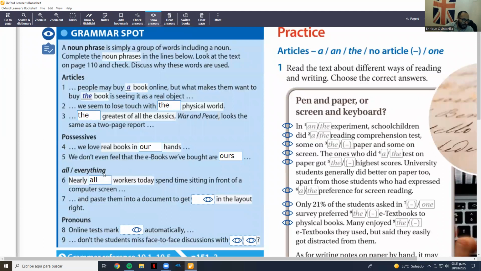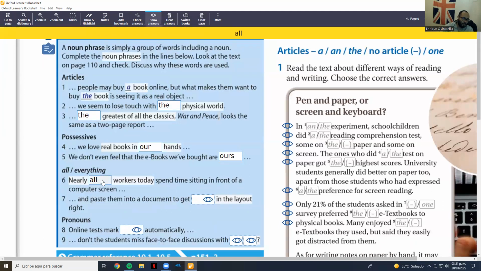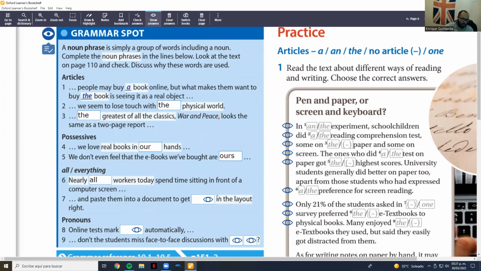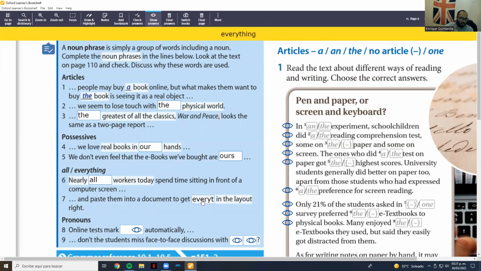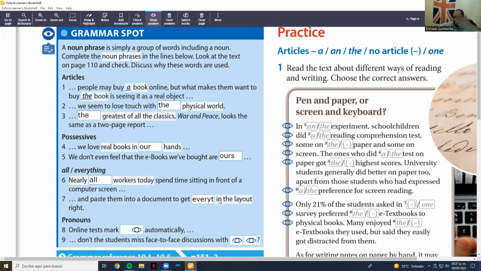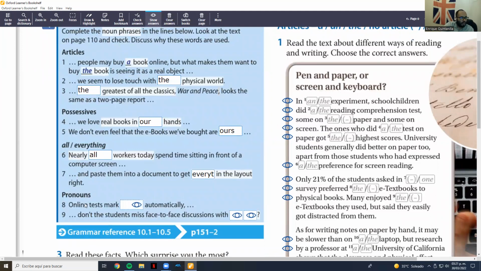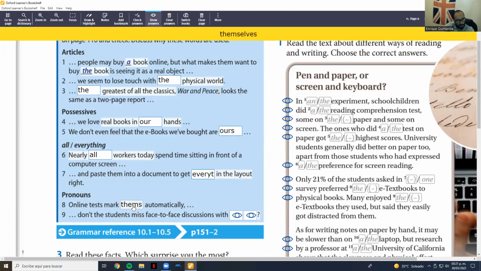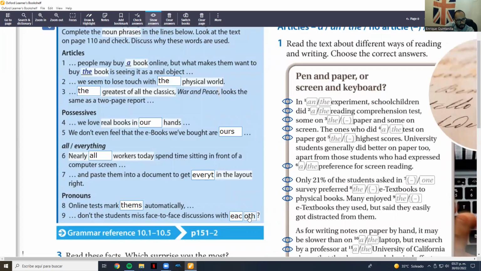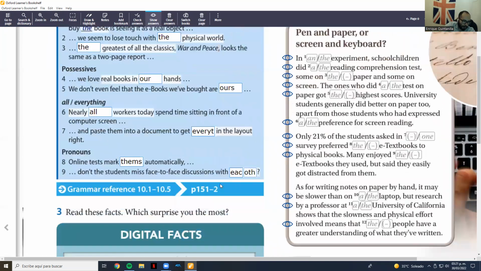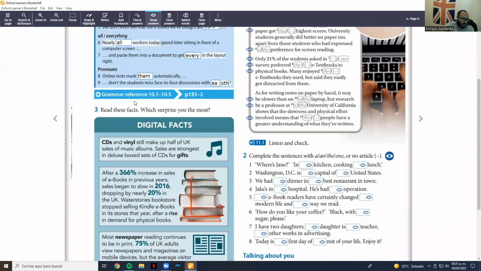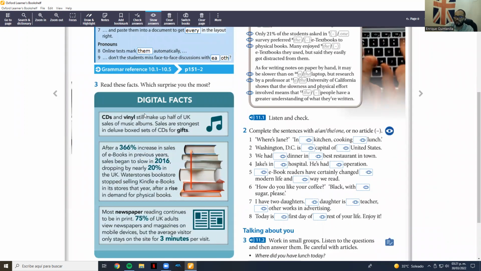Then we have other kinds of nouns like all and everything. Nearly all workers today spend time sitting in front of a computer. Everything: paste them into a document to get everything in the layout. Layout is, you know, the document. That's the layout on Word or Excel. Online tests mark themselves. That's the reflexive, themselves. Don't the students miss face-to-face discussion with each other? Of course, each other. We have the grammar reference here, but we will explain that tomorrow, with more time.